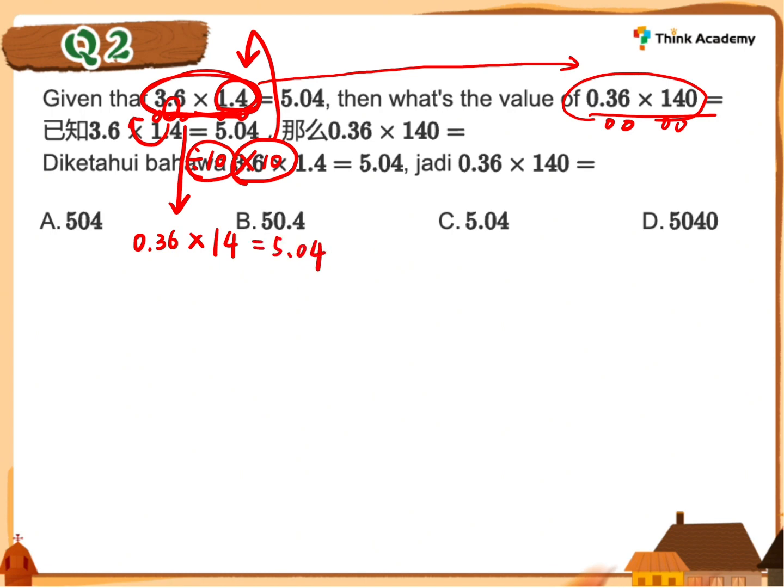So what's the value of 0.36 times 140? Okay, the difference is this one has one more 0 than this part, right? So it means you just multiply by 10. So the answer is just to multiply by 10. Then B will be the answer, right? B is the answer. Okay, keep going.